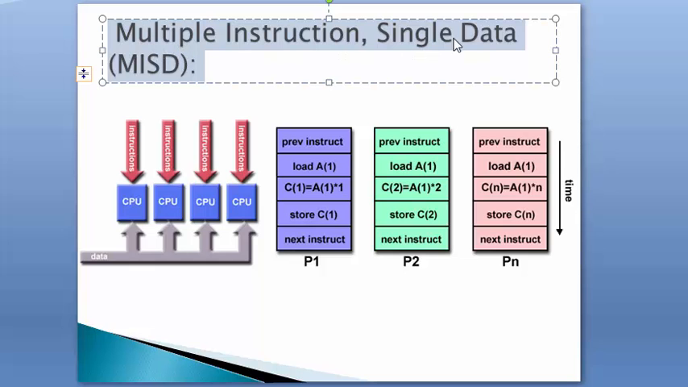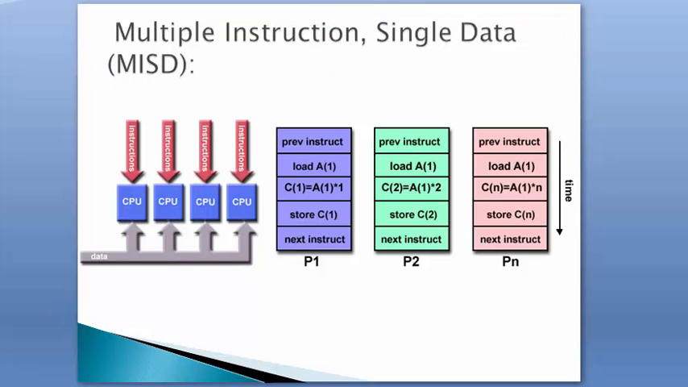Multiple instruction, single data, MISD. A type of parallel computer. Multiple instruction, each processing unit operates on the data independently via separate instruction streams. Single data, a single data stream is fed into multiple processing units. Few, if any, actual examples of this class of parallel computer have ever existed. Some conceivable uses might be multiple frequency filters operating on a single signal stream, multiple cryptography algorithms attempting to crack a single coded message.